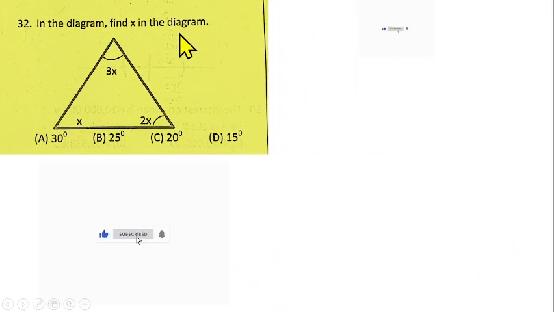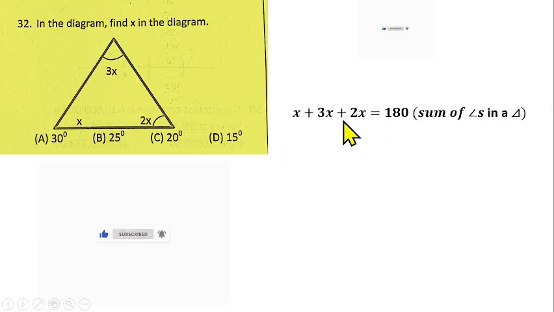Question number 32. You are given this diagram, which is a triangle given the three sides in terms of x. So we have to find the value of x. So sum of angles in a triangle give us what? 180 degrees. Sum the angles together give us 180 degrees. Then x plus 3x plus 2x gives 6x equals 180, divide both sides by 6. x will be equals to 30 degrees, which is option A.